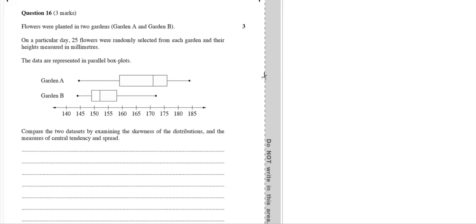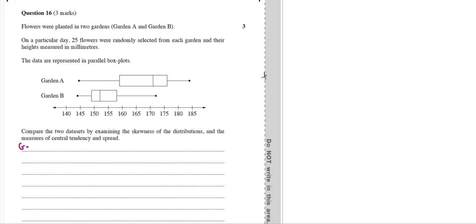Okay, so notice that there's 3 marks, so we need to provide a mark related to skewness as well as the measures of central tendency and spread. It's also important to note that it's not enough to just use words like higher and lower. We do need to support our opinions with numbers. So let's talk first about the numbers for each of these.